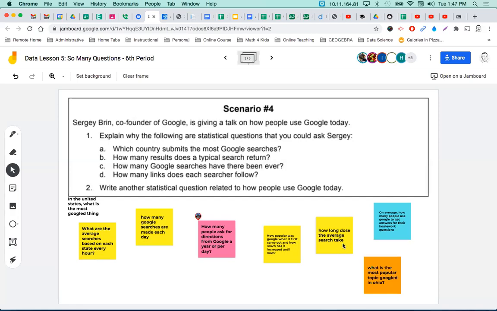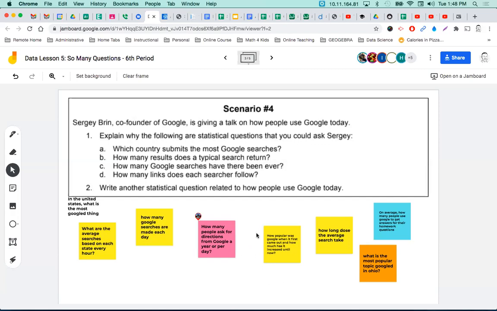How long does the average search take? I'm sure that's a question that Google asks itself all the time too, to try and increase their productivity. What's the most popular topic Googled in Ohio? Yeah, the most popular topic by state would be a good one. On average, how many people use Google to get answers for their homework questions? More and more every day in quarantine or in our remote learning, probably.